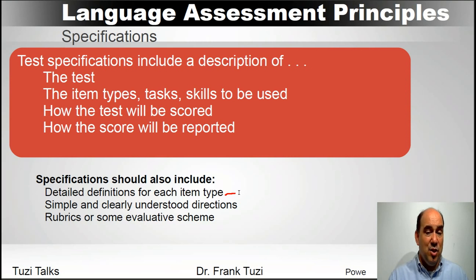So you should have a definition for each item type. You should have simple and clearly understood directions. That's for both the test takers and the test developers. You should also have rubrics or some evaluative scheme. If you're going to be using just straight numbers, that's going to be a little easier. If you're going to be developing a rubric to assess a presentation or a speech or a paper, those rubrics should be clearly defined, so that, again, someone coming in will know how to use these materials.